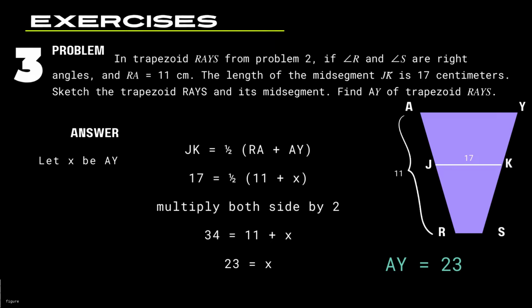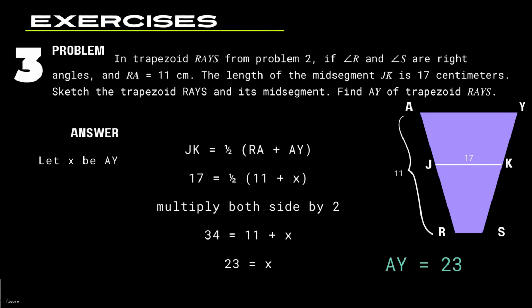And then to solve, we first let x be AY, then we'll need the formula by the trapezoid theorem, which states median of a trapezoid is parallel to each base and its length is 1/2 the sum of lengths of the bases. Meaning here, JK will be equal to 1/2 times the sum of RA and AY. Then we substitute our values in the formula, and that will now be 17 is equal to 1/2 times 11 plus x.